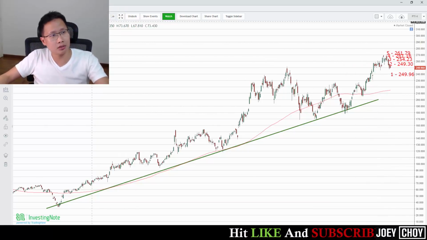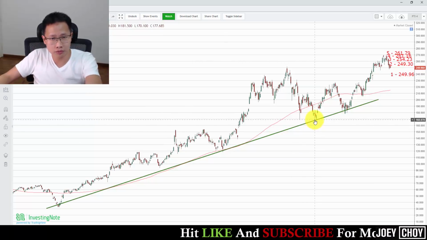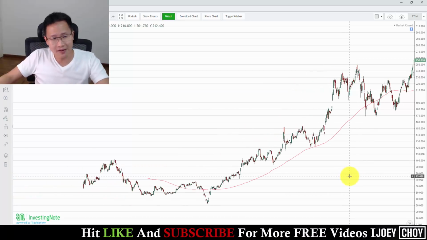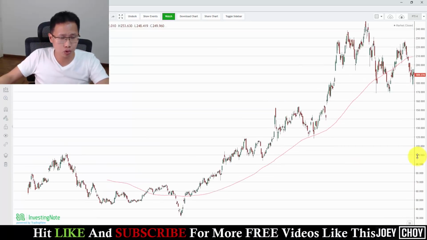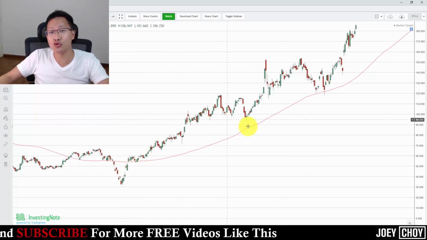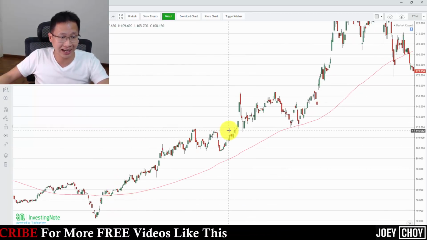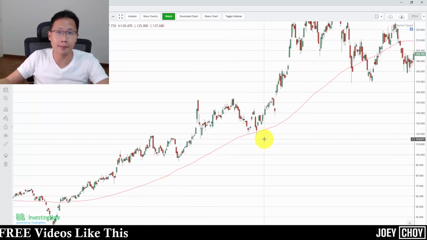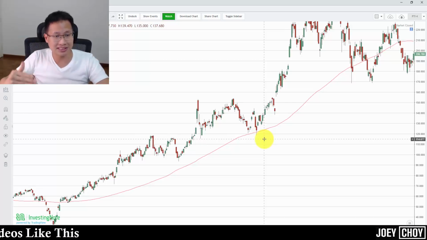So very simple. Let me remove this line, and you can see that this red line is the 100 days moving average. Whenever prices are above this red line, and this red line is pointing up, it shows that the trend is pretty much up in the long term.